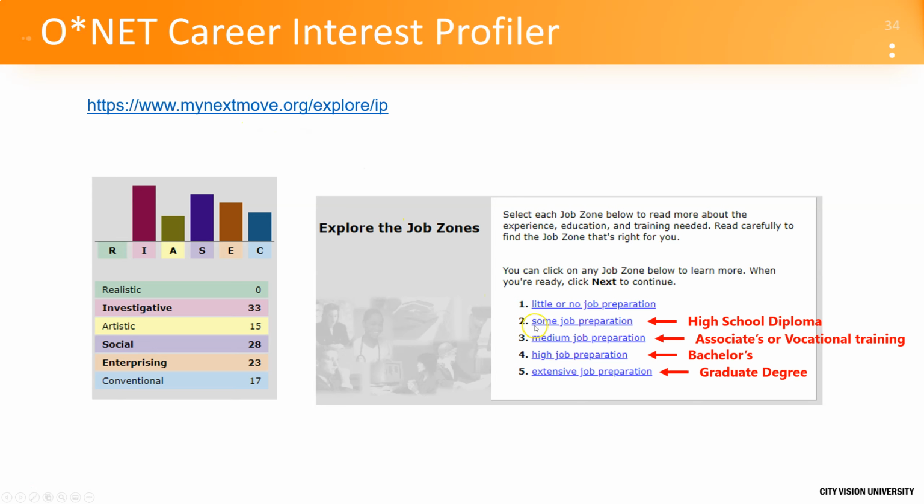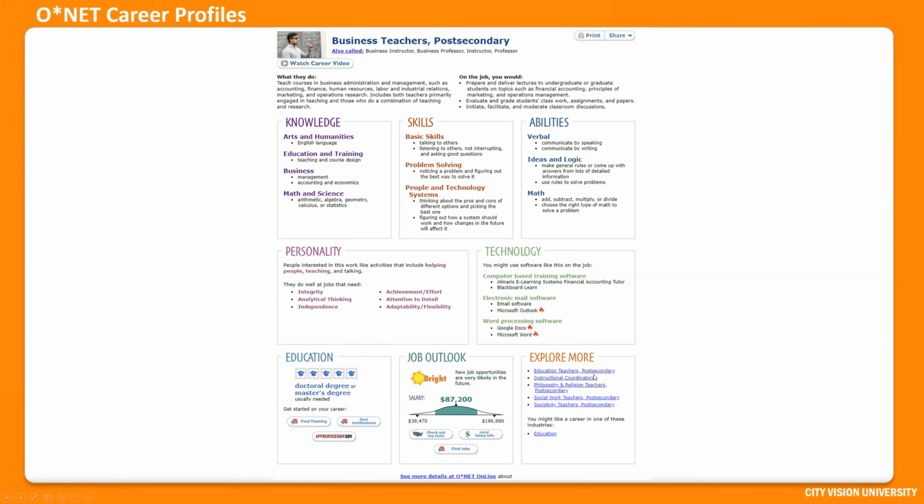What's going to be important is that after you enter your Holland codes, it's going to show you your career options, but it also asks, what educational level do you want to look at career options for? If you're at City Vision, you're at least going for your associate's or vocational training or bachelor's. The extensive job preparation category, they don't explain this, but it's largely for graduate degrees.